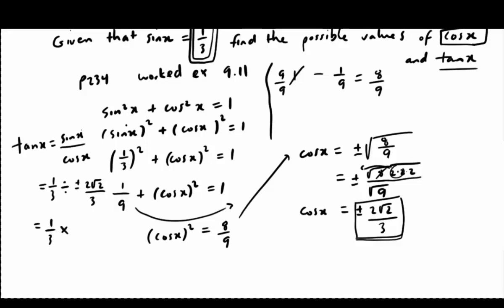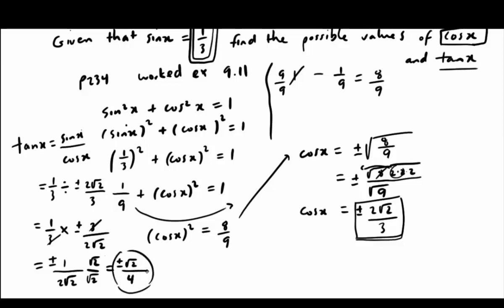We change division to multiplication, and we find the reciprocal. And the 3's cancel, and when we multiply across, what we get is 1 over, so plus minus, write that first, don't forget about it, 2 root 2. We rationalize the denominator, and we get plus minus root 2 over 2 times 2 is 4. And so this is the value of tan x.